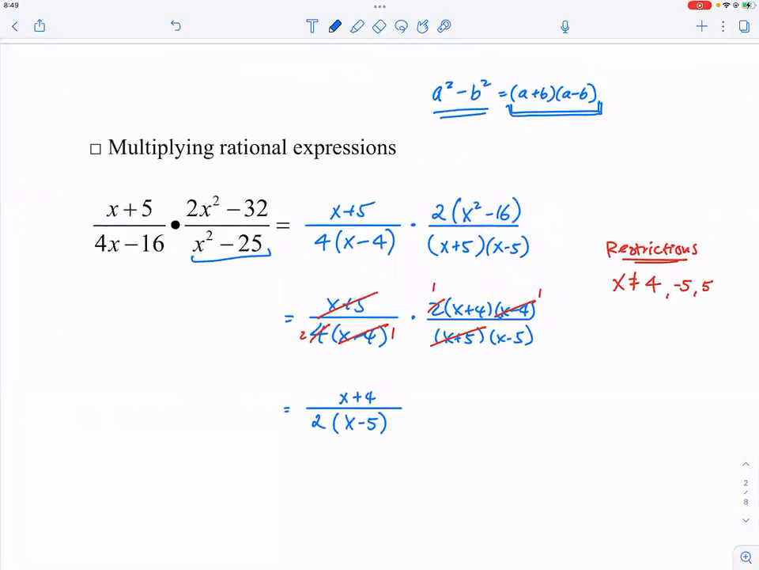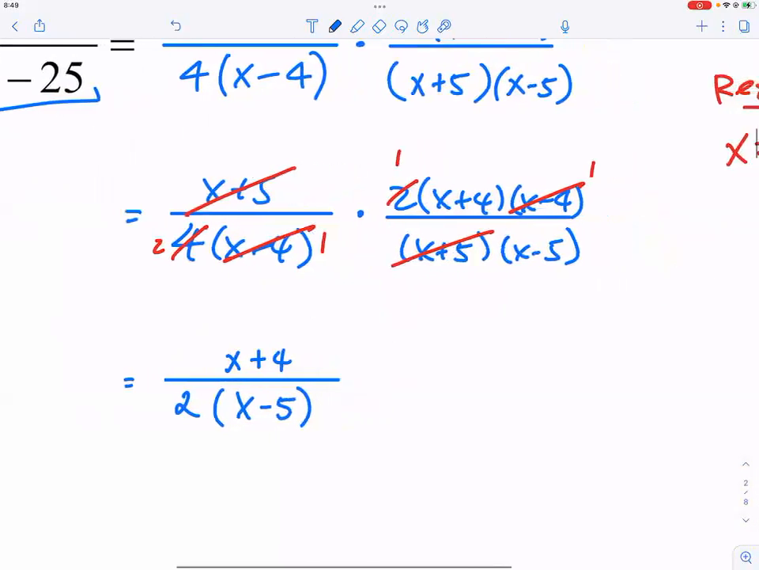Questions on multiplying rational expressions? No, we just keep it like this.